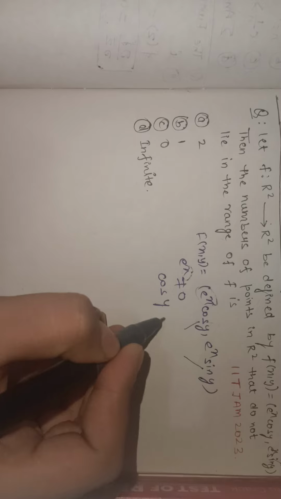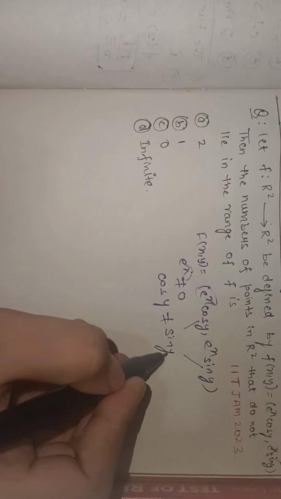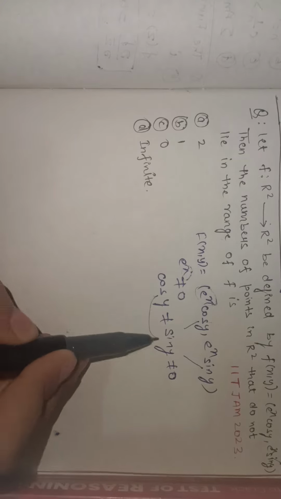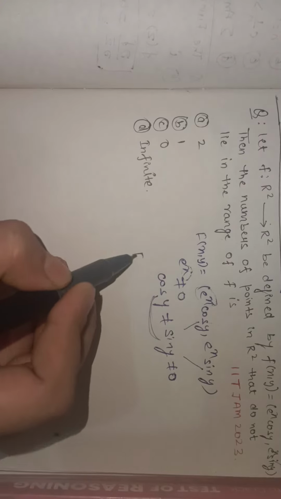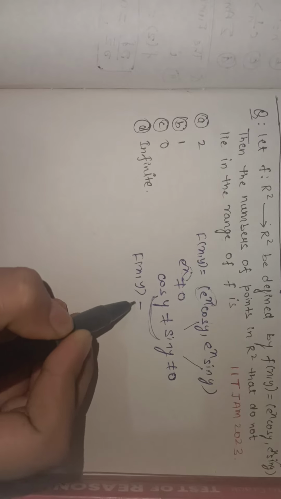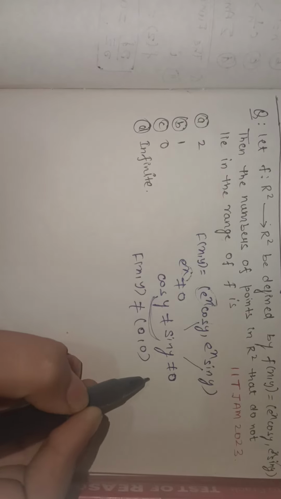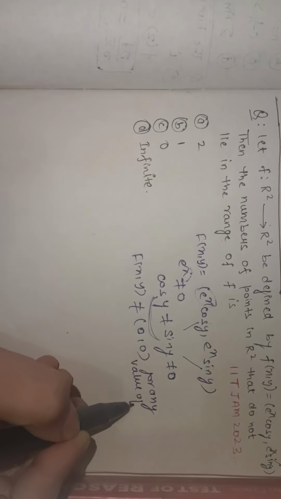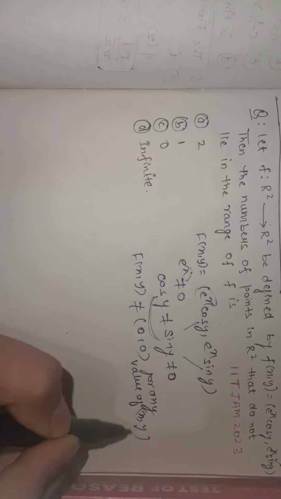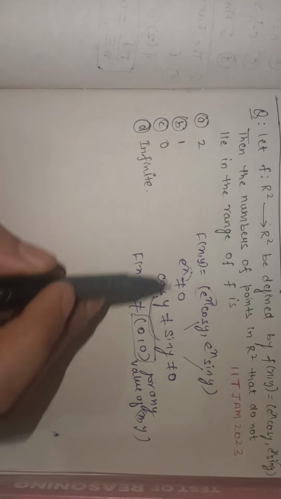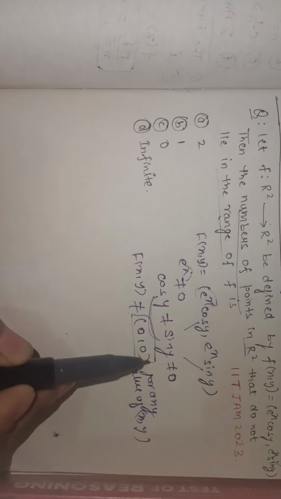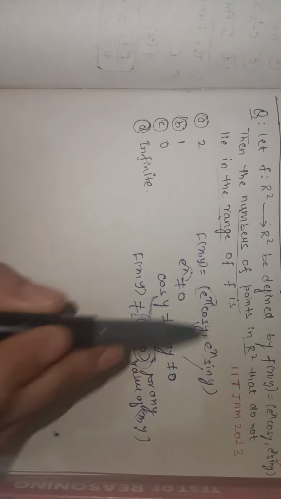Cos y and sin y are not both equal to 0 together. So we can say this function f(x, y) is not equal to (0, 0) for any value of x, y. So this is one point which does not lie in the range. We have to find the number of points in R2 which do not lie in the range of f. The point is (0, 0), which does not lie in this range.